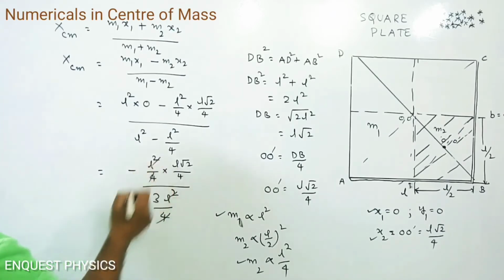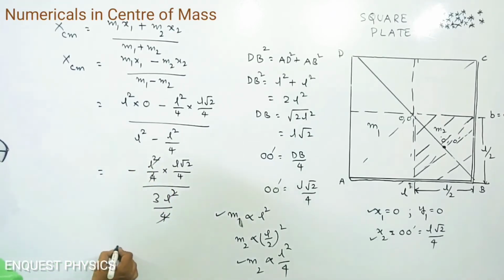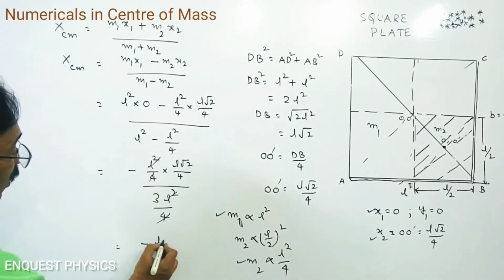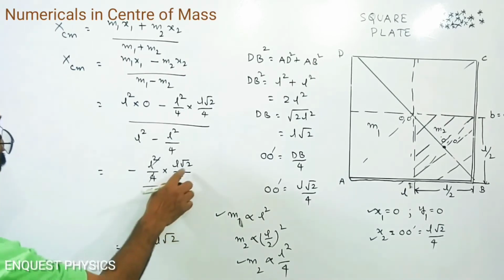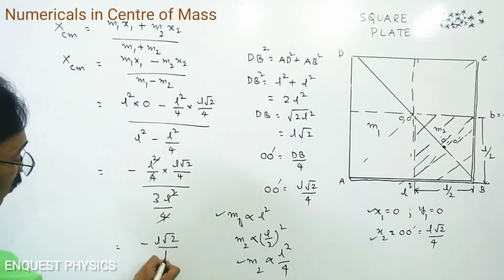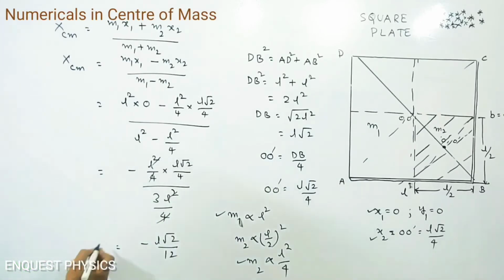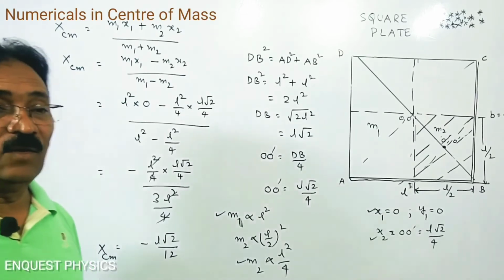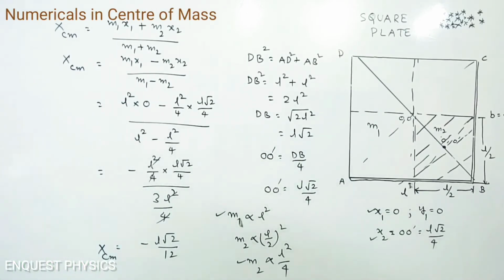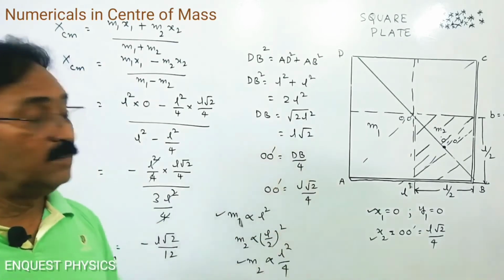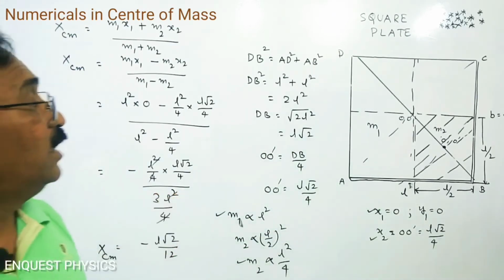For 4 and L square get cancelled. What we have, students, it is minus L root 2 by 12. Okay, students, it is xcm. In this way you can find out the center of mass, and similarly you will get the ycm also. It is equal to 0. If you put the numericals in, you will get the result.